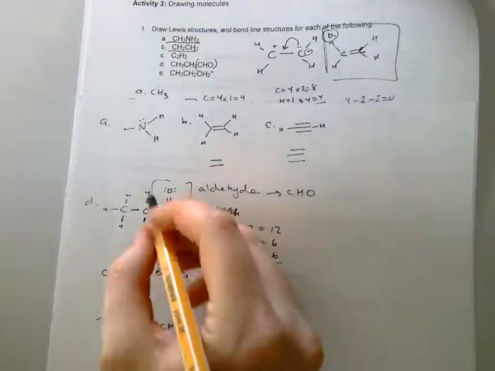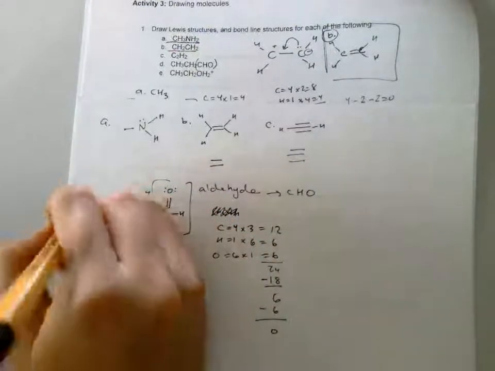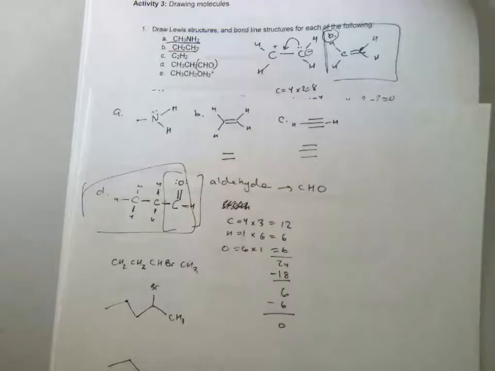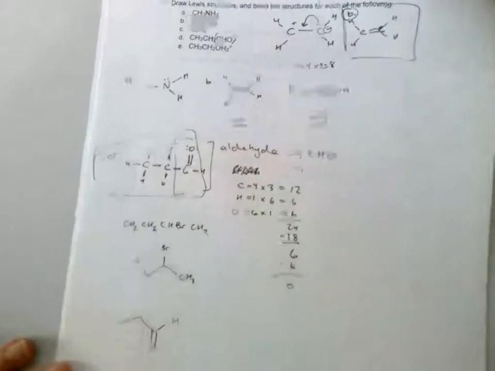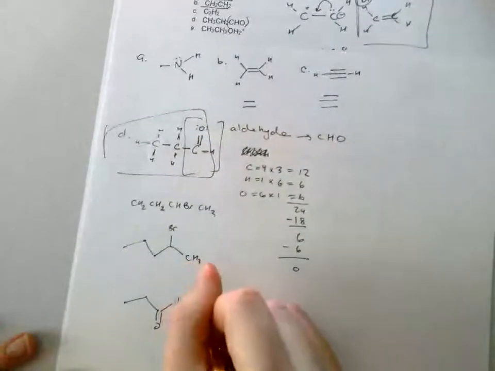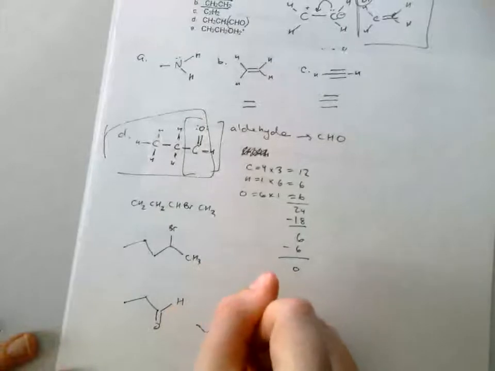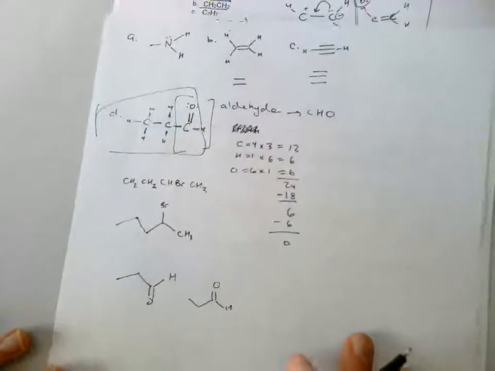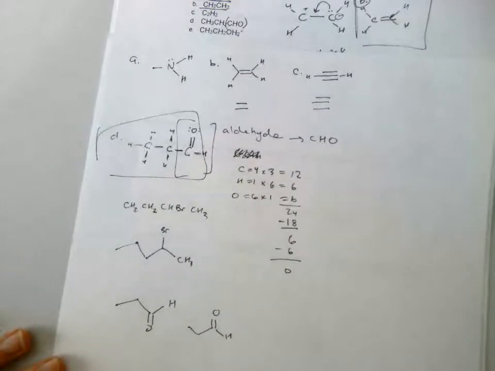So this is the condensed formula for D. So the 1, 2, 3. This is what the bond line formula would look like. Some people have asked me, is it okay if you do it upside down, or either of these ways? Either is correct. So, okay, that's the answer for D.